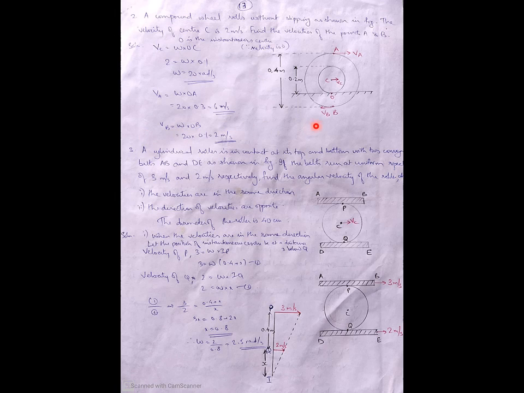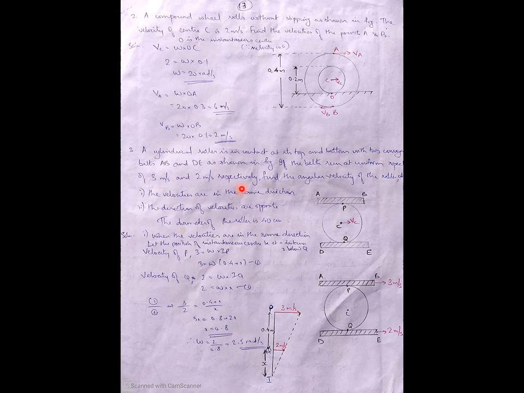Similarly, VB equal to omega into OB. What will be the OB distance? From C to B, it is half the diameter of the outer circle, that is the radius, which is 0.2. From this point to this point, it is 0.1. So the OB distance will be 0.2 minus 0.1, which is 0.1 itself. So it is 0.1 into omega. You will be getting 2 meters per second.